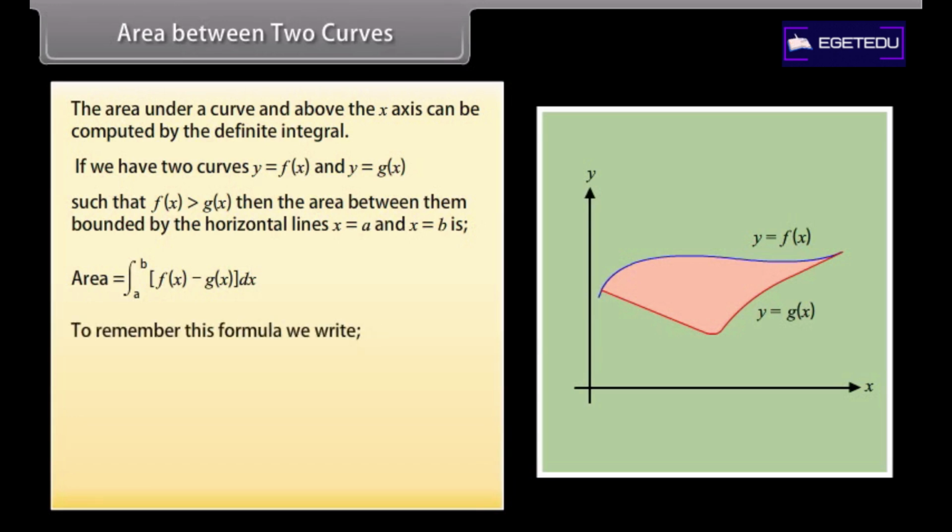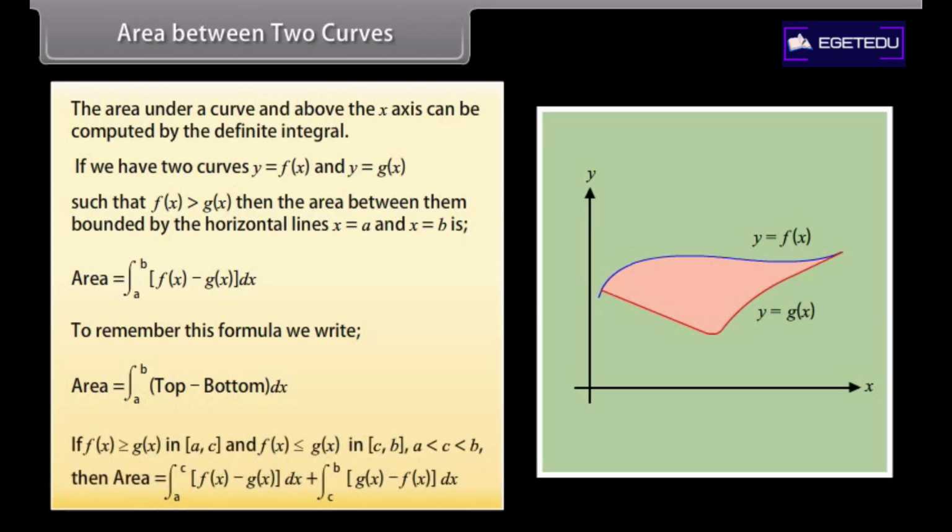To remember this formula, we write area is equal to integral from a to b of top minus bottom with respect to x. If f of x is greater than or equal to g of x in [a, c], and f of x is less than or equal to g of x in [c, b], where a is less than c, which is less than b, then area is equal to integral from a to c of f of x minus g of x with respect to x plus integral from c to b of g of x minus f of x with respect to x.